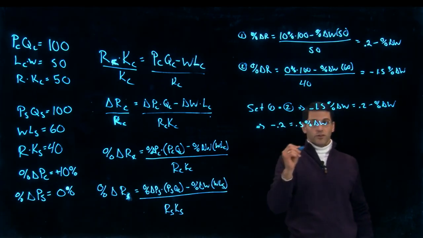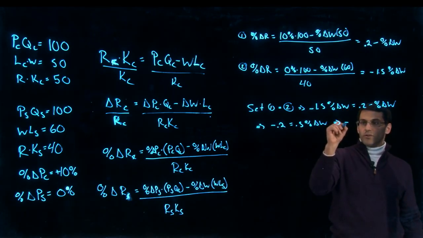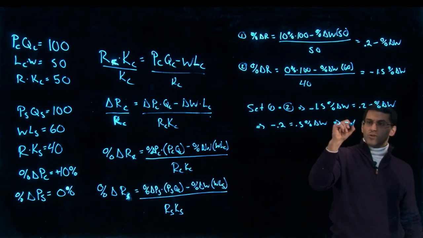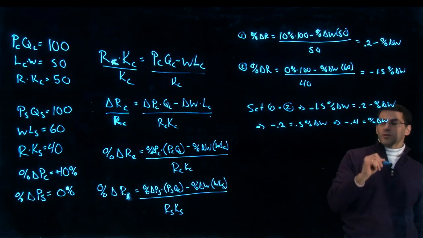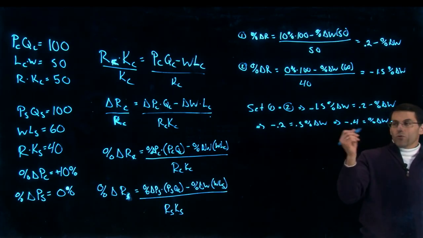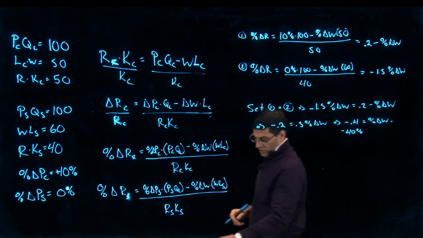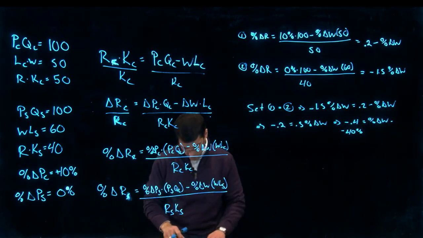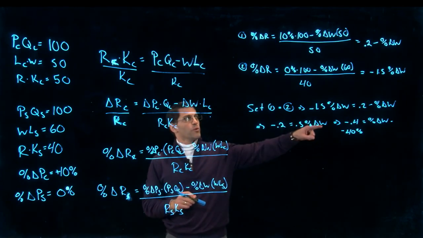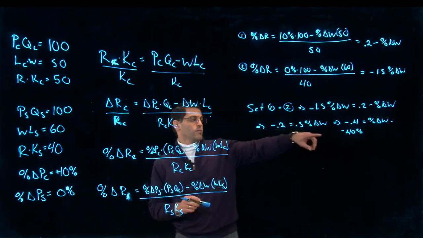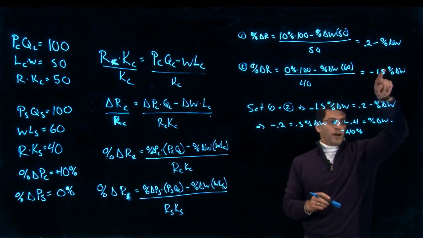Multiply both sides by 2 to get rid of the 0.5, and you get that the percent change in the wage is minus 0.4, right? Or in other words, minus 40%. So what do we go to as a next step? Well, we can now take that minus 40% and plug that into either one of our equations.